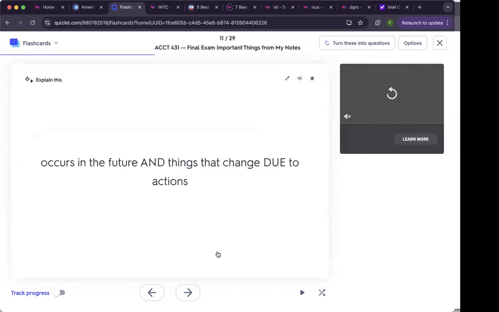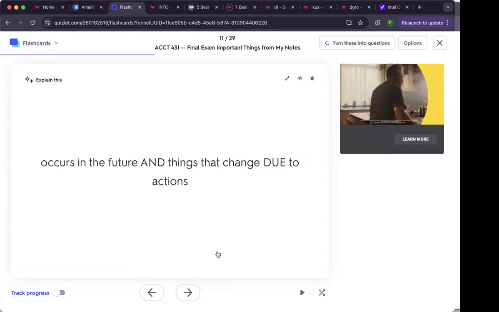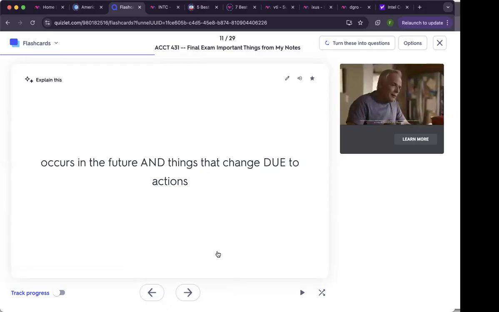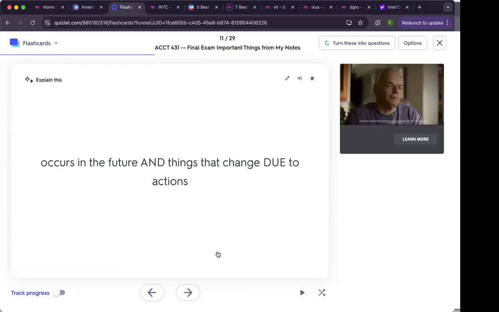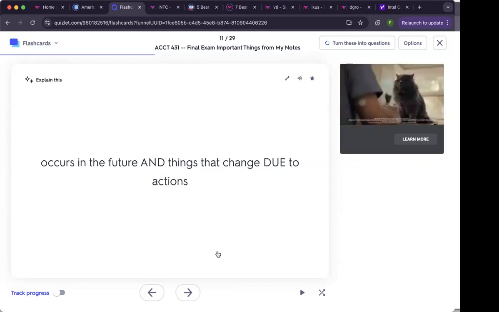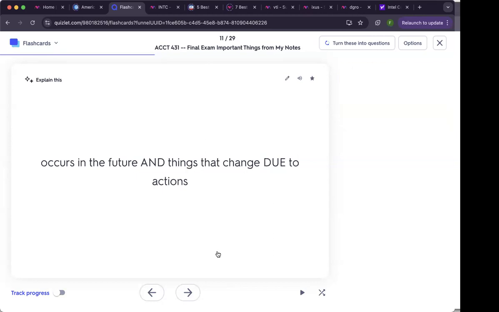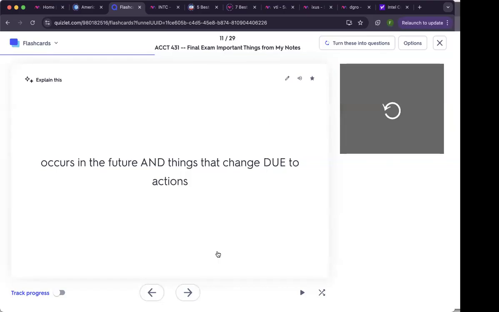Relevant costs and revenues. These are things that occur in the future and are things that change due to actions. So, things like taxes you pay for your Schedule C. You pay those later in the future, and the amount of taxes that you pay changes due to the actual amount of work that you do for your Schedule C business. Like, do you actually keep doing your side business or not?